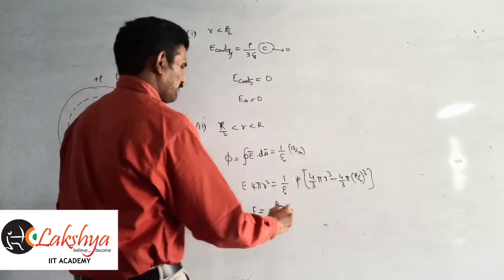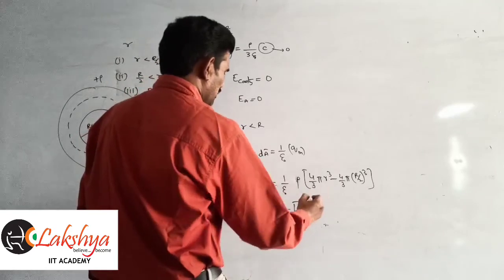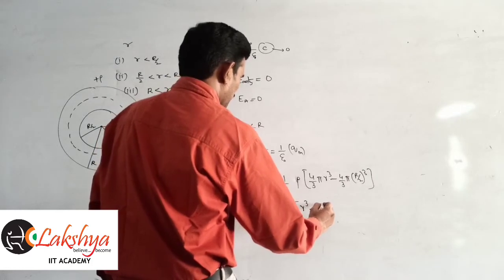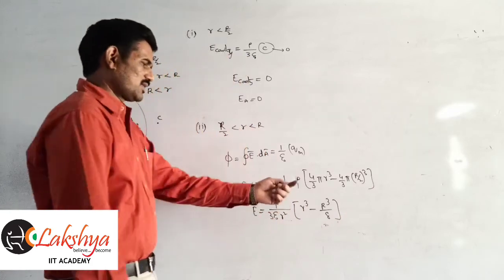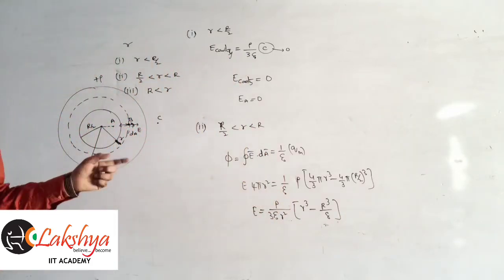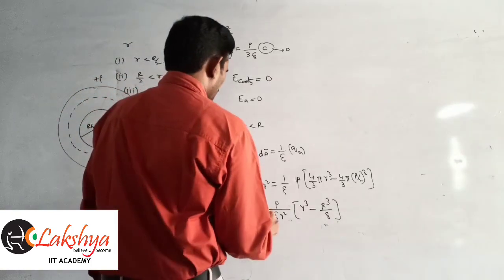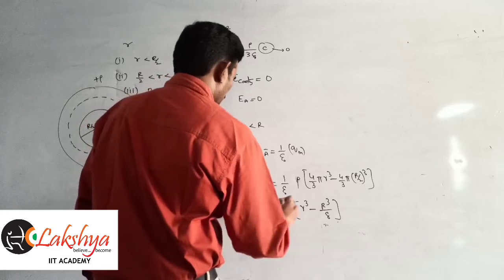into, here if you take that 4 by 3 common, then r cube term will be there, minus here that is r cube by 8 term will be there, right? 4 by 3 pi we are taking common, 4 pi will be cancelled on both sides, 3 will be remaining here. So this will be our expression here. You can write r inside, and if you want you can simplify that. So this is the electric field at the point B.